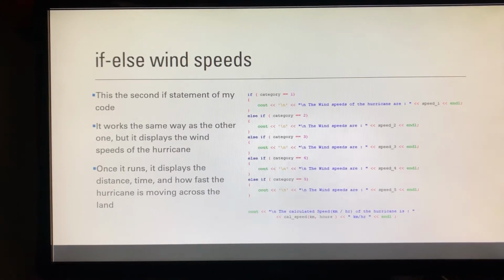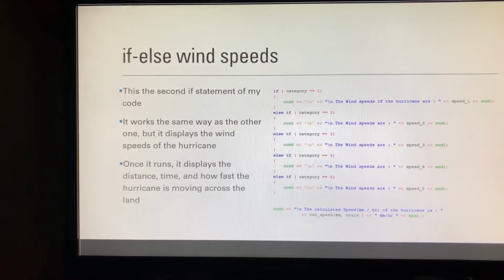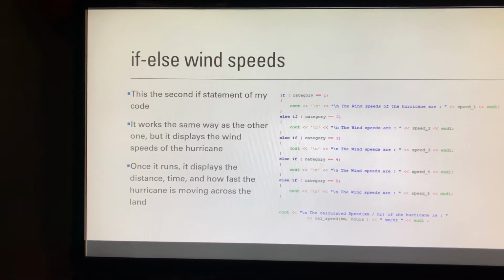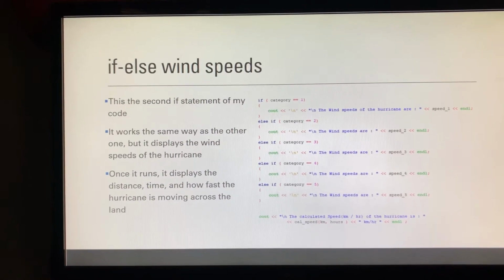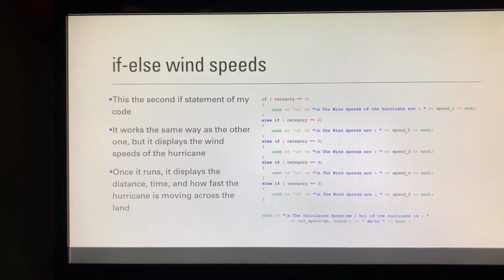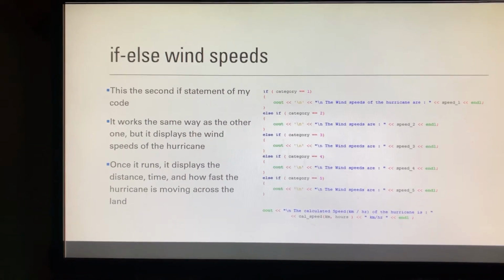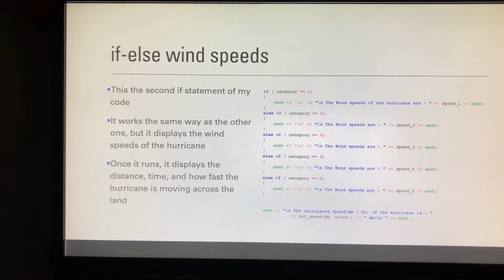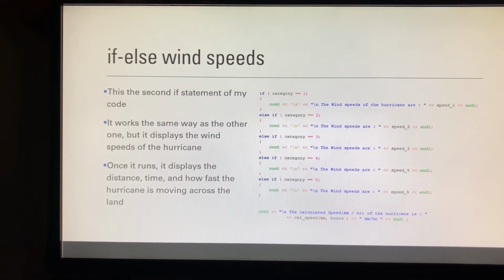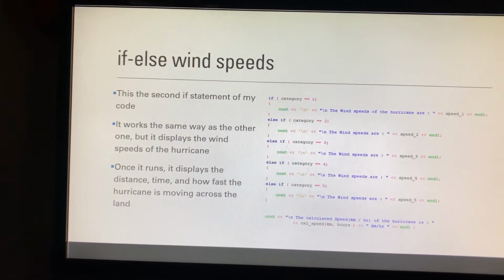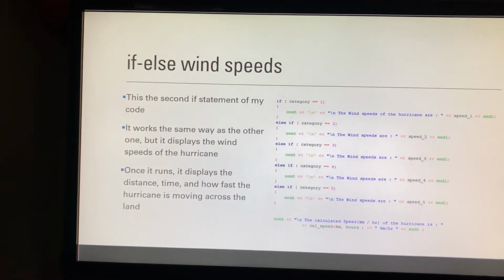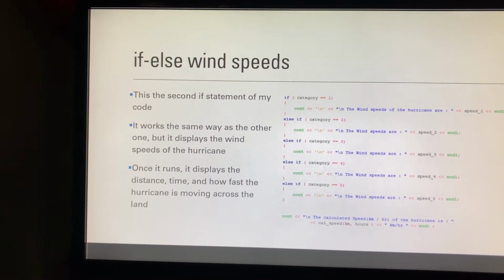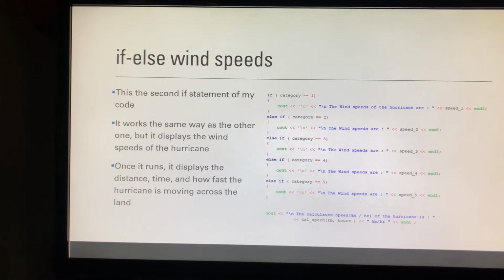This is the second if statement of my code. It works the same way as the other one, but it displays the wind speeds of the hurricane. Once it runs, it displays the distance, time, and how fast the hurricane is moving across the land. Just like the other one, depending on what category number you enter, it will display different wind speeds and how dangerous it will be. At the bottom, you can see that the final result will display the speed of the hurricane moving across the land.